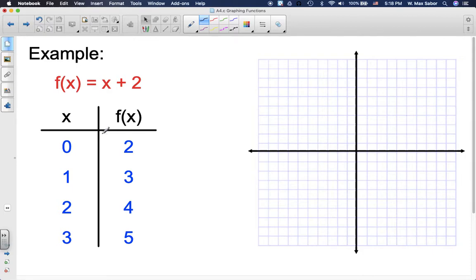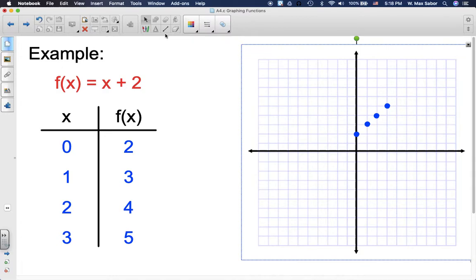Now we can find this: (0, 2) is a point on the graph. (0, 2) is here. (1, 3) is there. So we're going to plot each of these points on the graph. And once we've plotted all of those points, we can connect the points, and the pattern will continue based off of this pattern.